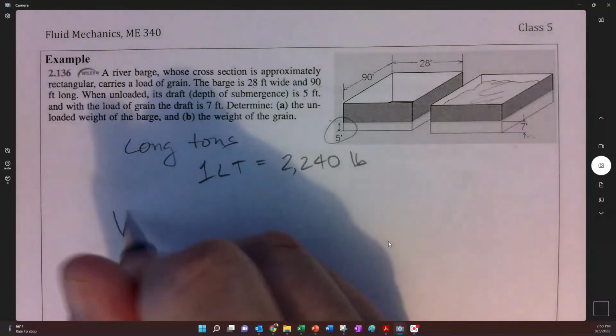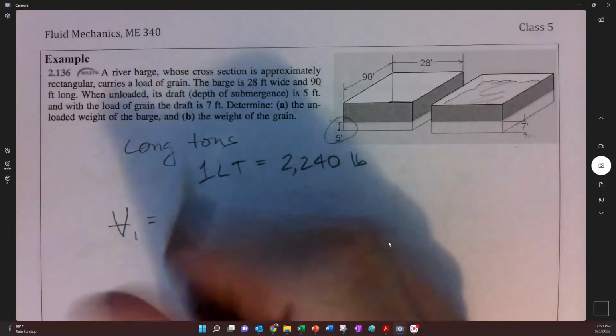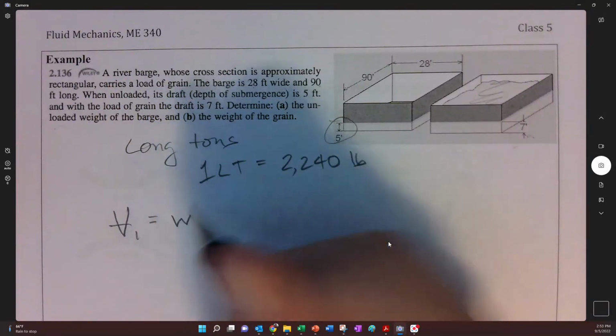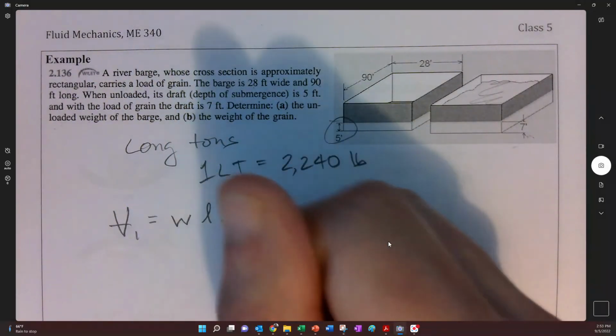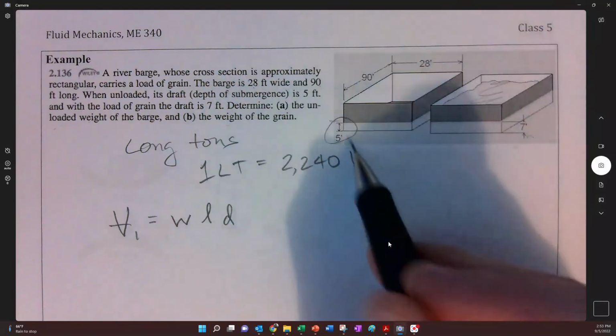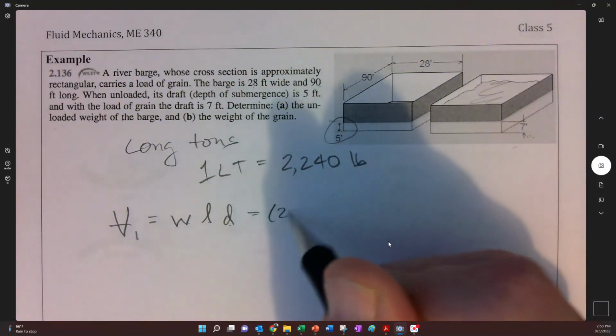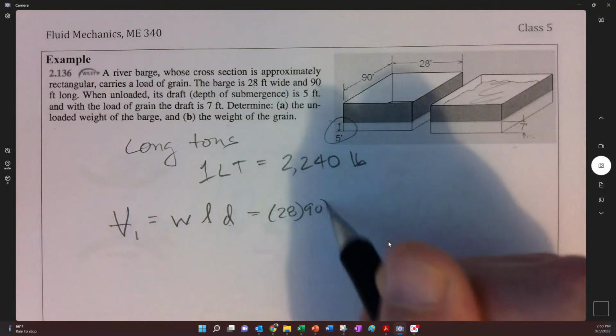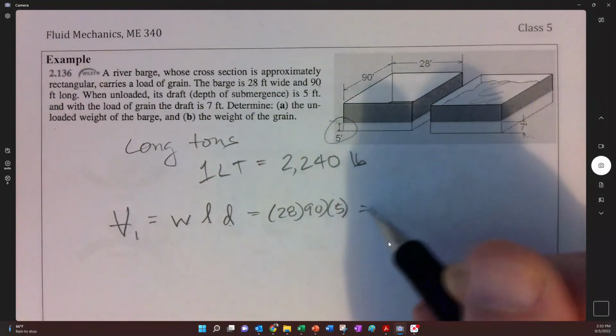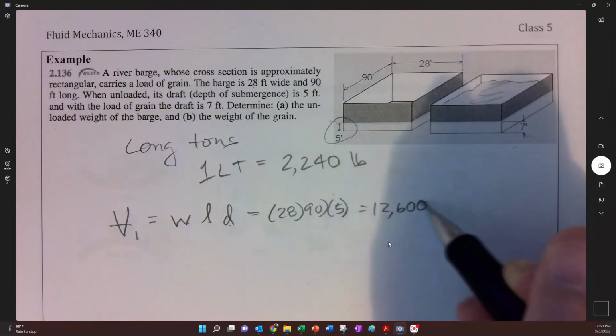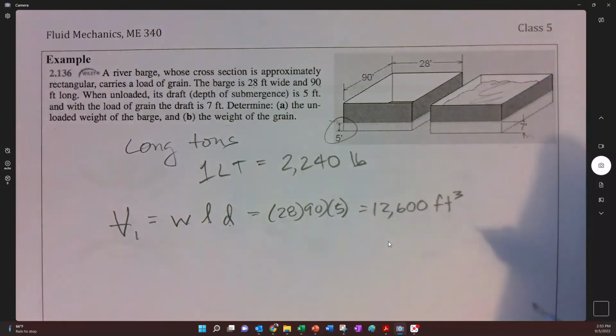So we'll take the volume that we got before anything happens, and I'm just going to go little w, L, and D. And that's for the depth right there. So there's width, length, and depth. So 28 by 90 by 5 is equal to 12,600 cubic feet.